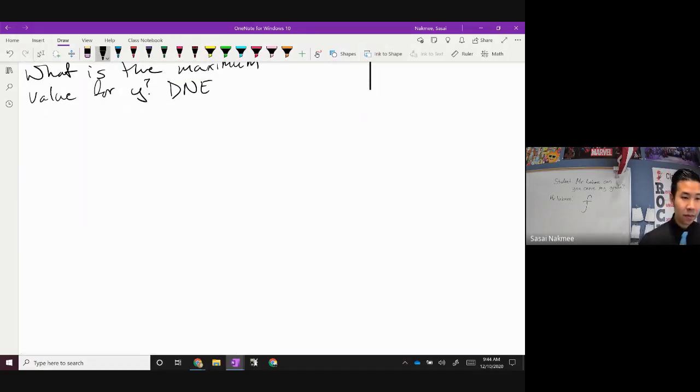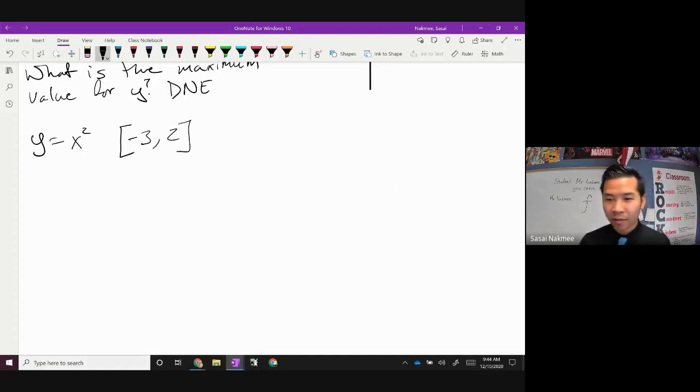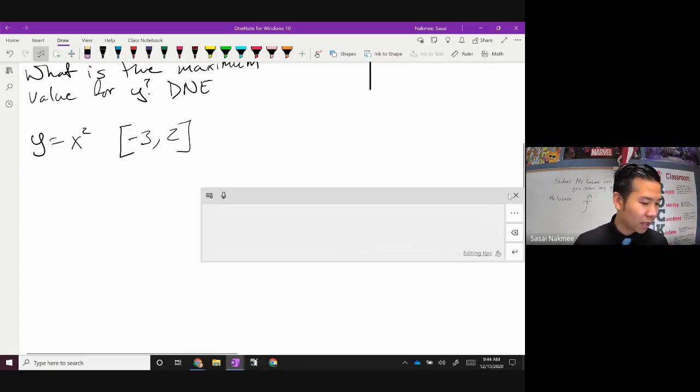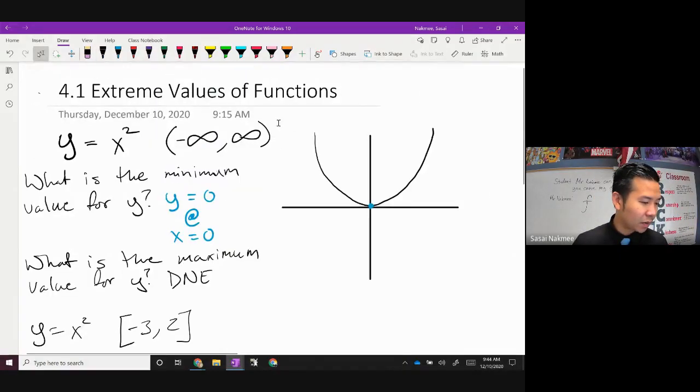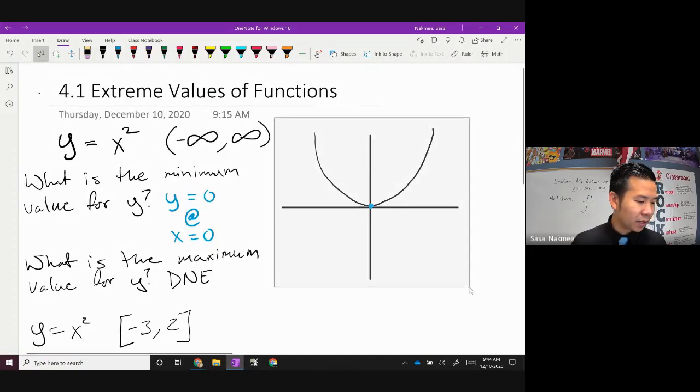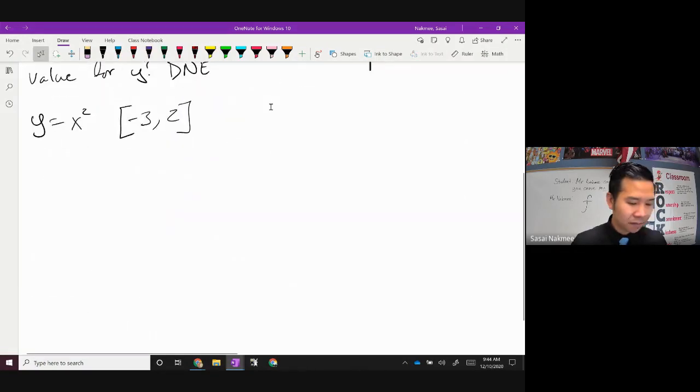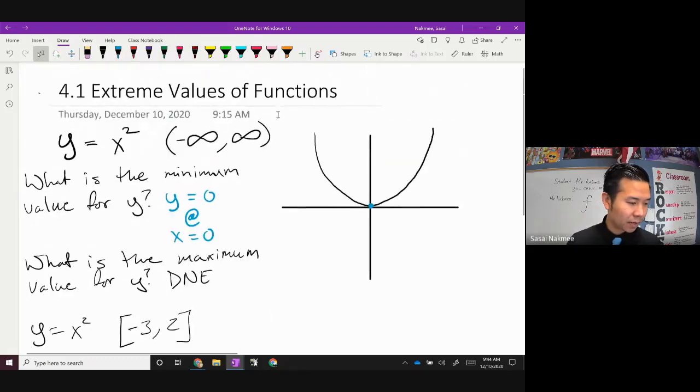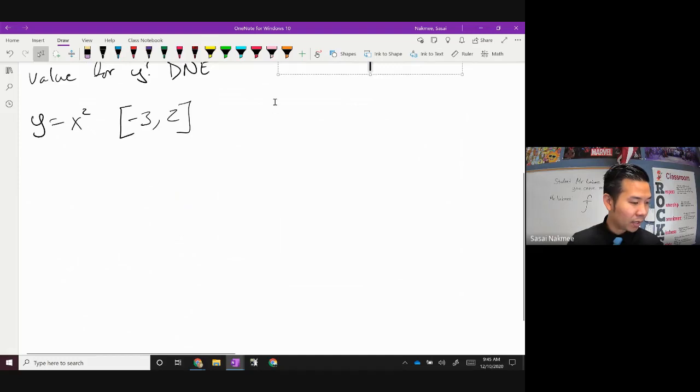Okay. So what about this then? What if I change this a little bit? What if I instead say, hey, I'm looking at this function y is equal to x squared, but on the closed interval from -3 to 2. Same function, y is equal to x squared, but instead of looking at it from negative infinity to infinity, I'm looking at it from only -3 to 2. I forgot to copy. I'm being lazy. There we go. So what if I'm looking at this guy?